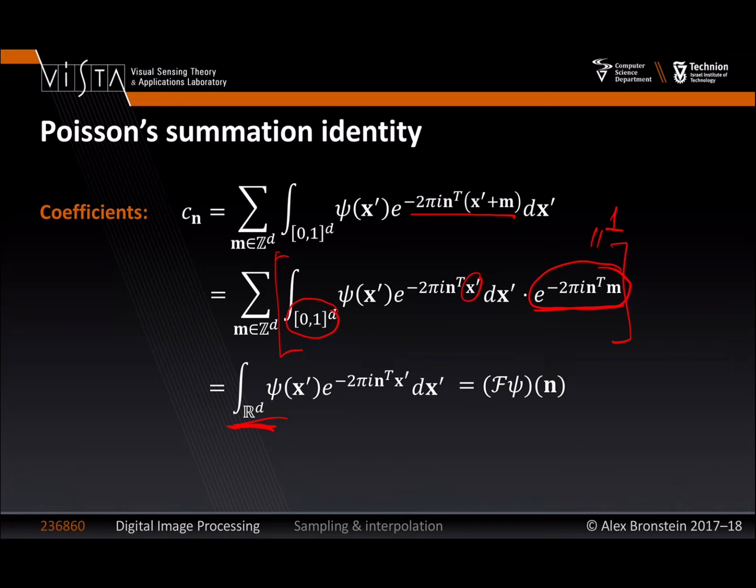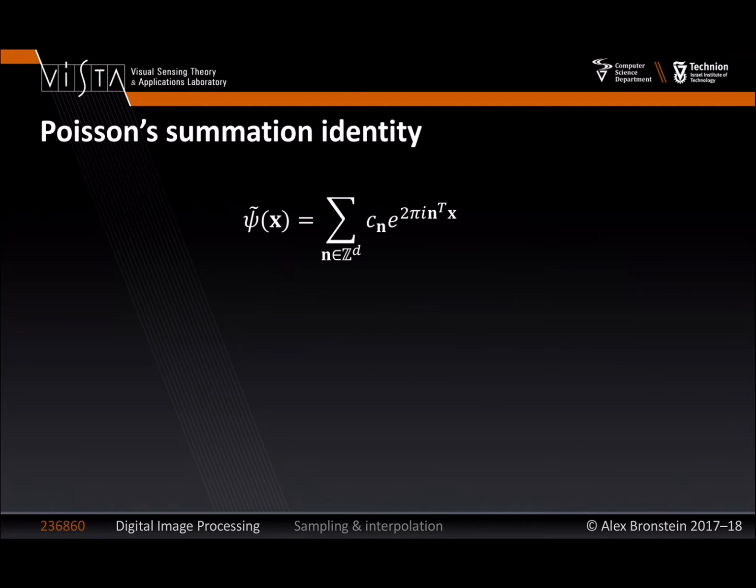Okay? Now, is this surprising? Not at all, right? We can see it immediately from the starting expression. Okay? And let me denote it by capital Psi at point n. Capital Psi is the Fourier transform of the test function psi, not necessarily periodic. Okay? So just let's substitute it here.